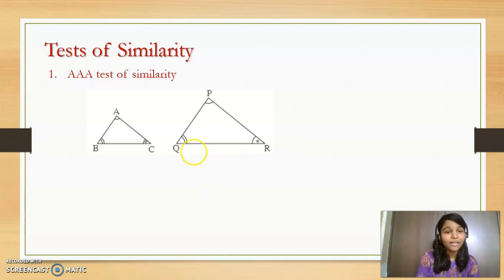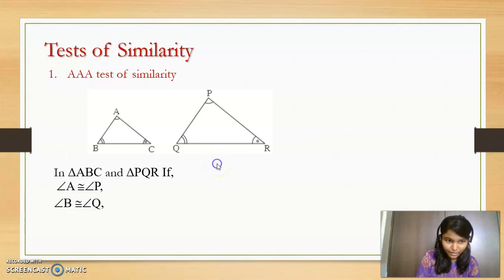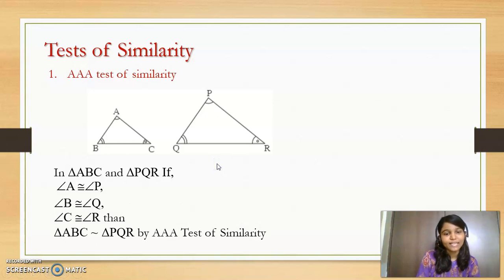मतलब अगर ये दोनों फिगर हम देखेंगे, that is triangle ABC और PQR, अगर इन दोनों फिगर में हर एक पेयर का करस्पॉन्डिंग एंगल सेम रहा तो दोनों ट्राइंगल सिमिलर हो जाएंगे AAA टेस्ट ऑफ सिमिलैरिटी से. मतलब अगर angle A is congruent to angle P, angle B is congruent to angle Q and angle C is congruent to angle R, then both the triangles will be said to be similar by AAA test of similarity.